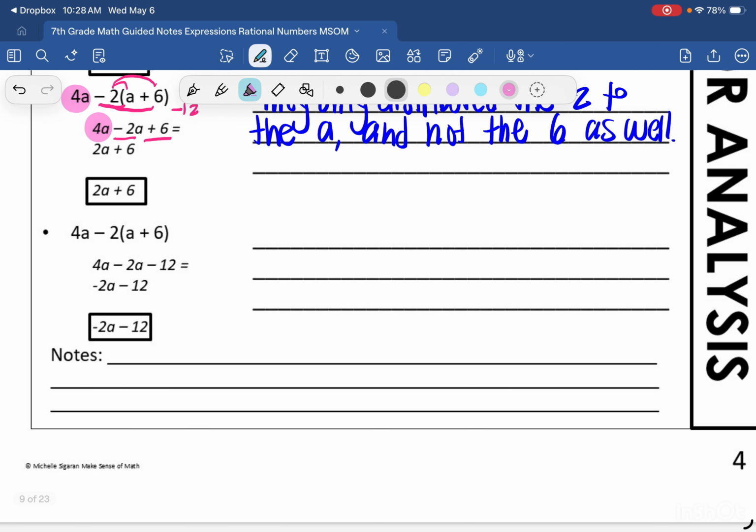So they did 2 times a and just completely forgot about 2 times 6. Next question. Again, we have 4a. Try this again with the distributive property. Negative 2a, well, that's correct. Negative 2a, negative 2 times 6, which is negative 12. Awesome. Let's keep going. We have 4a minus 2a. So 4a minus 2a is a positive 2a, and they have a negative 2a. So they combined those terms incorrectly.